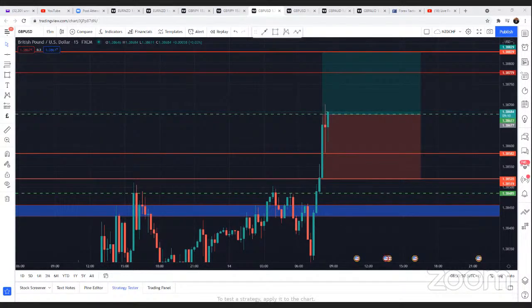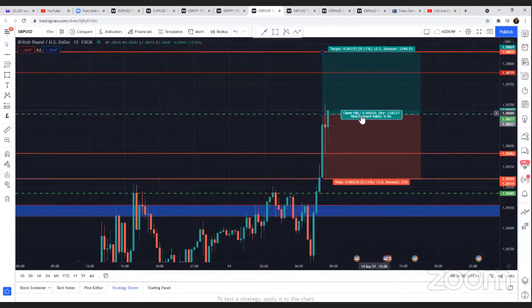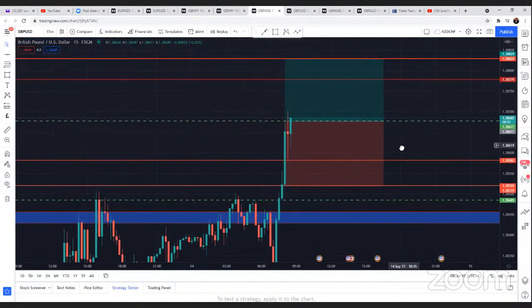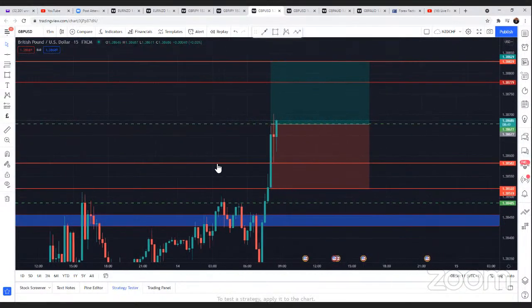So I am in a pound USD trade. You can see, this is the entry. So if you've not entered and you want to trade with me, this is the time to get in for a buy. Let's do this actually.